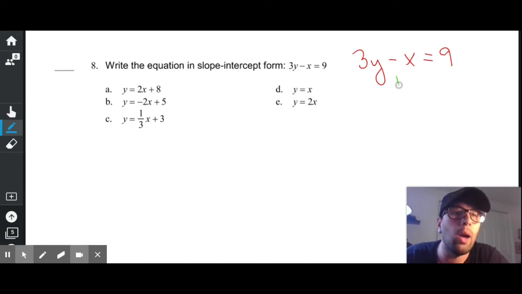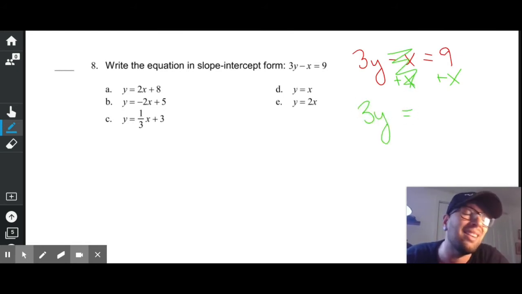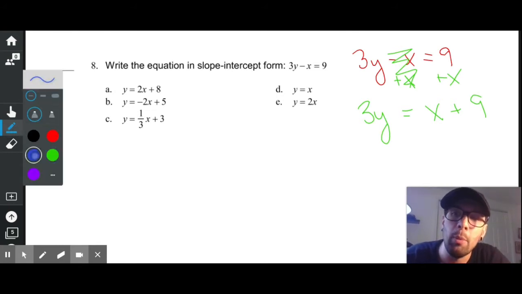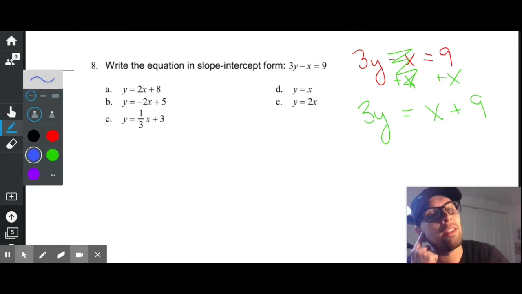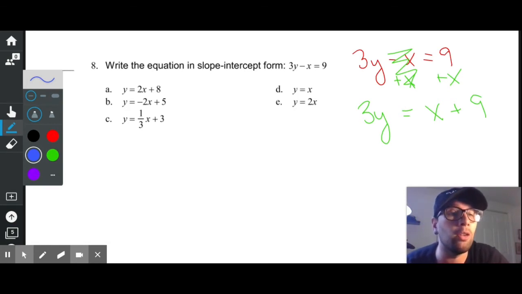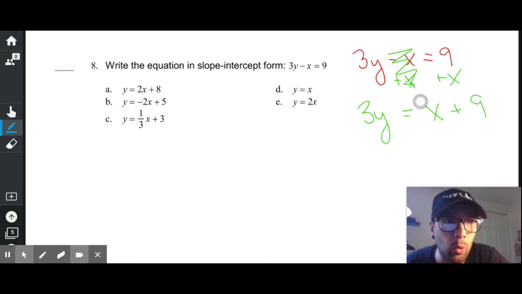So I'm going to add x to both sides. The way that I'm going to write this out in a way that's going to benefit me the most is, since x and 9 don't combine, I have a positive x that I'm going to write out first and a positive 9 that I'm going to write out second. Now, before I go any further, I know what my next step is. I'm going to divide everything by 3, which means I'm going to divide an x by 3, or 1x by 3. So I'm sneaking a 1 in front of that x.